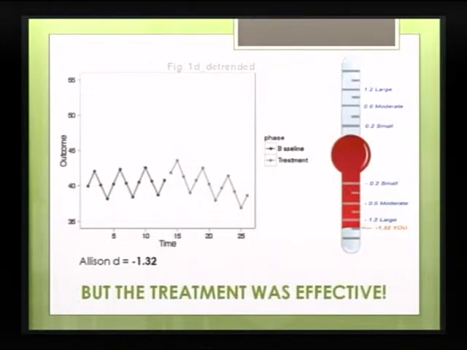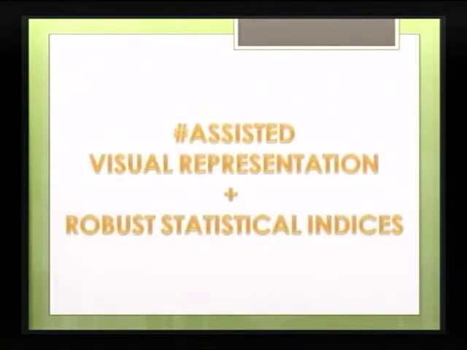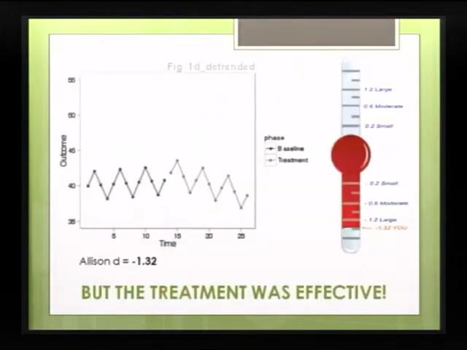And so to conclude this issue, our answer about how it is possible to disentangle each factor involved in a single case design and know if our treatment is really effective or not is that one of the most accurate ways is using an assisted visual representation and robust statistical indexes.